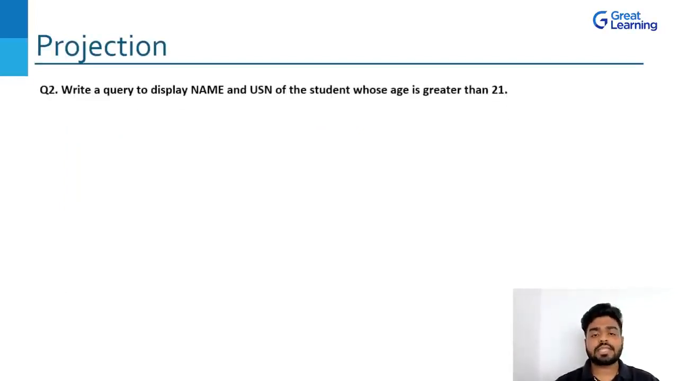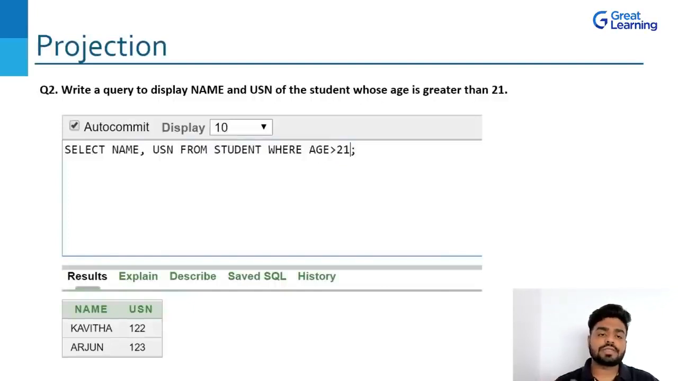So write a query to display name and USN of the student whose age is greater than 21. Now I want to display the name and USN of a student whose age is greater than 21. So I have a condition. So there we will use this kind of query. Select name, USN, because these are the only two things I want to show. I don't want to show age, but the age of that particular student should be greater than 21. That is what I want. And this is what it is showing.